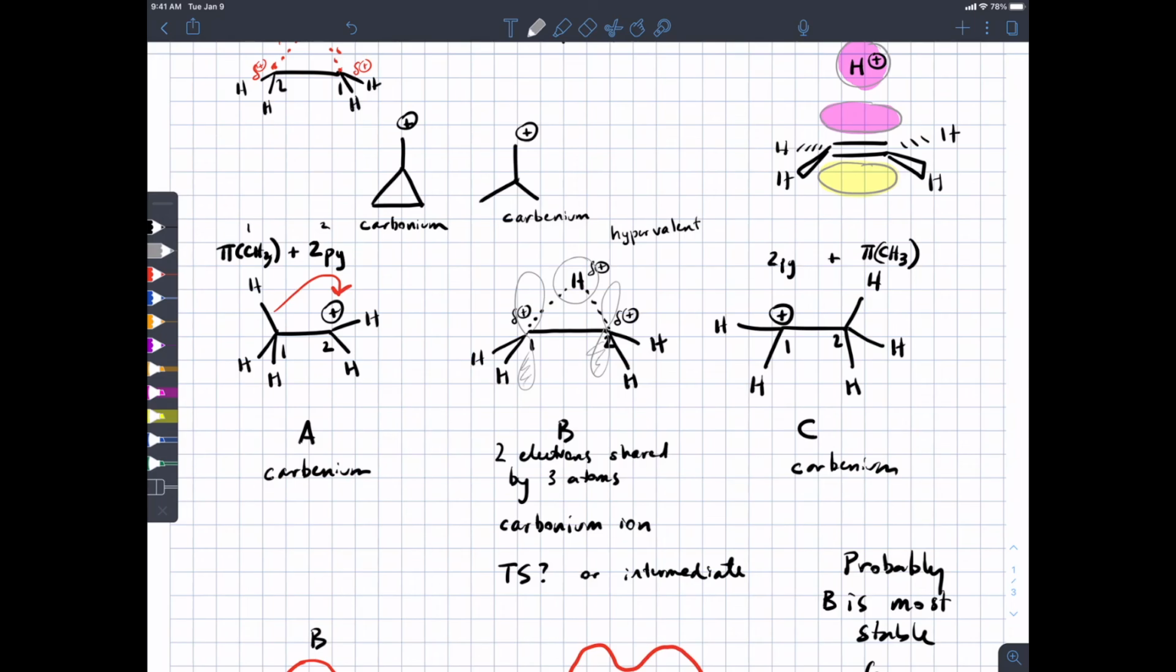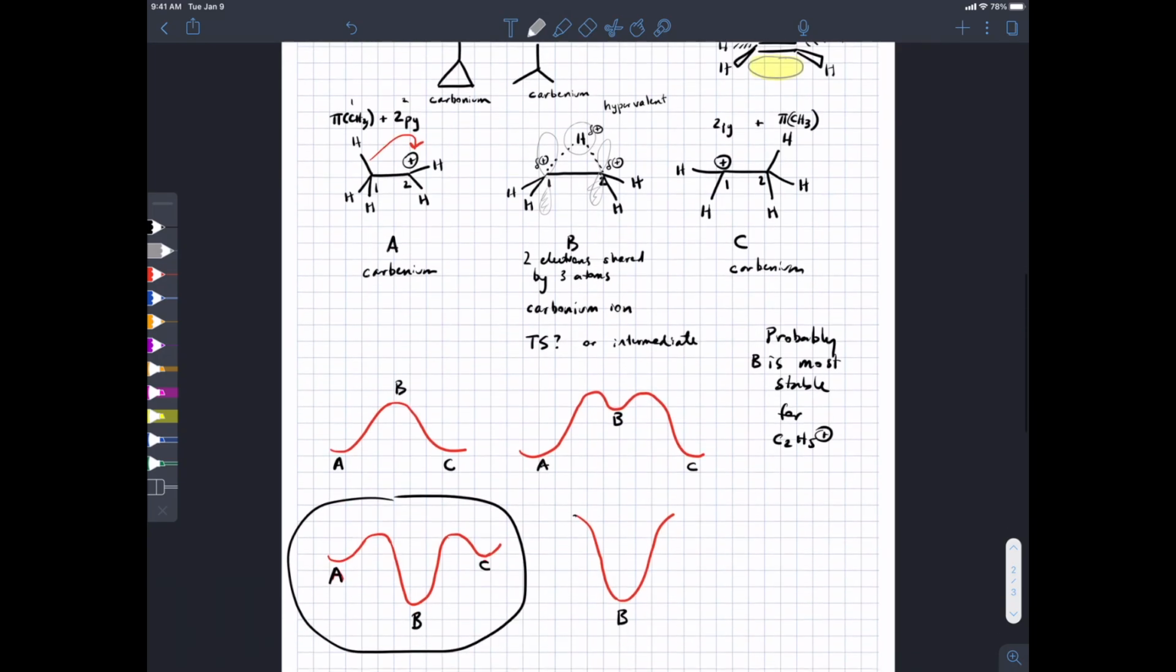Okay. The moral of the story, though, is that it's not always the bridge species, and that these potential energy surfaces for carbocations are relatively flat. The difference in energy between A and B is small. So prepare for carbocations to rearrange, and prepare for that to be important in various chemical and biological processes. All right.